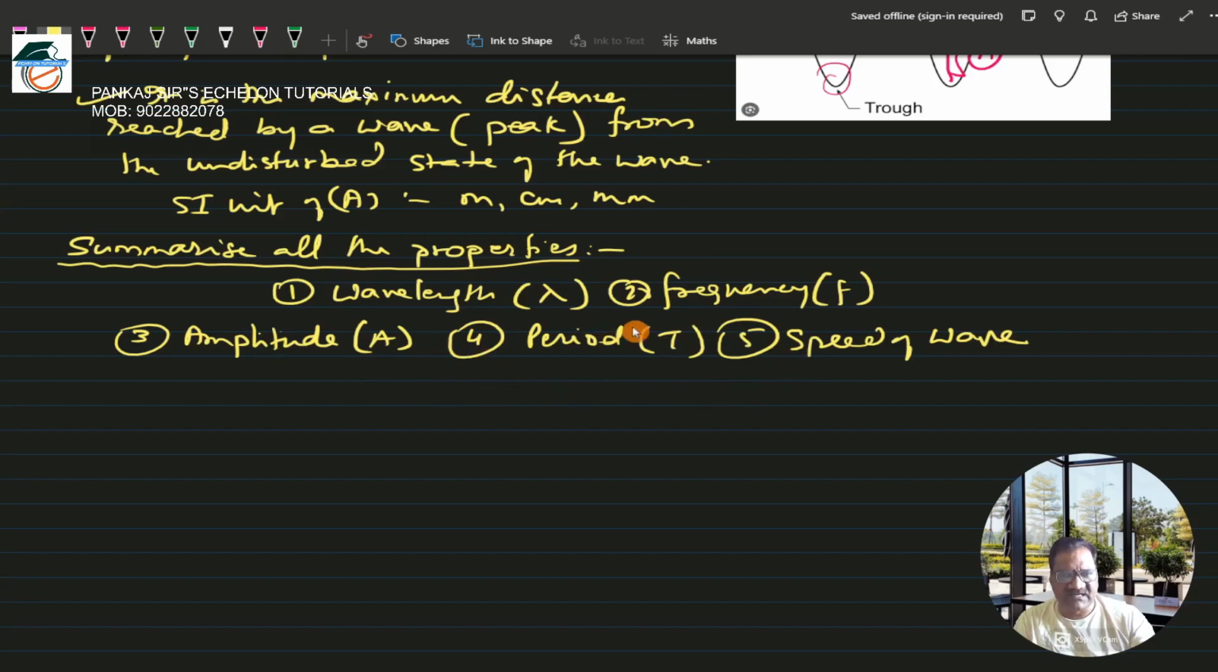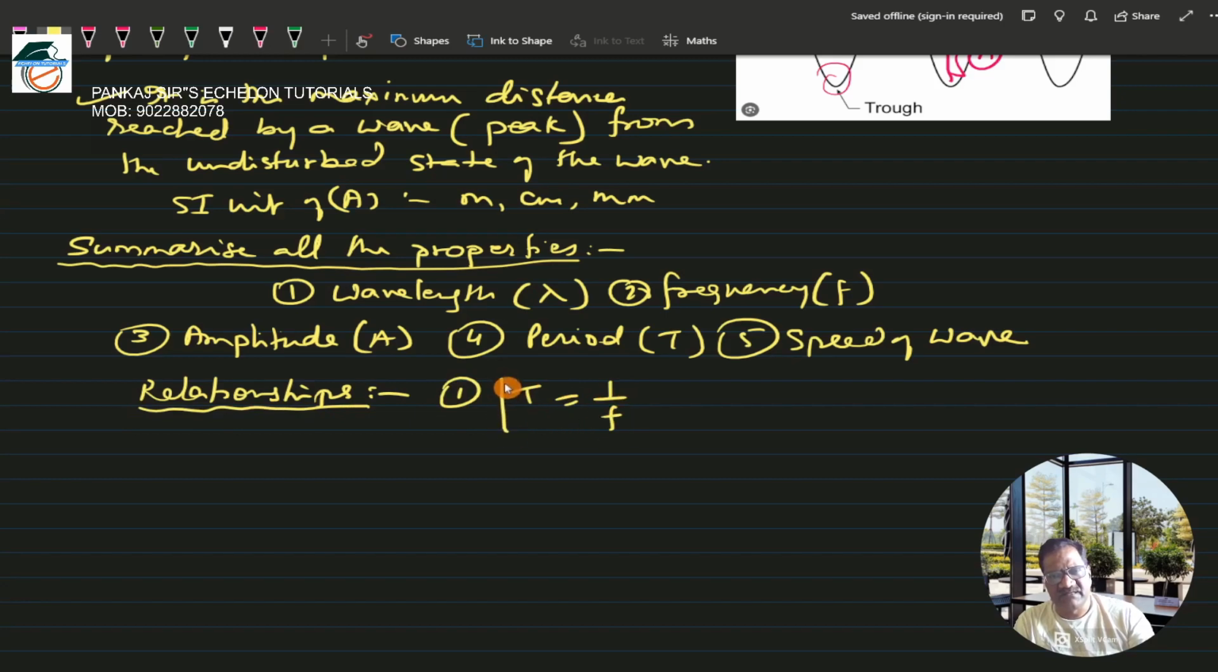Now we also studied that there are certain relationships between some of the properties. So the relationship that you should remember, number one, is that your time period T is equal to 1 upon frequency. T is equal to 1 upon f. This is one relationship that you should remember because you are going to use that in the numericals.